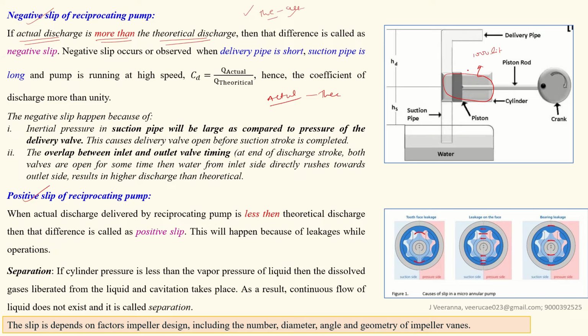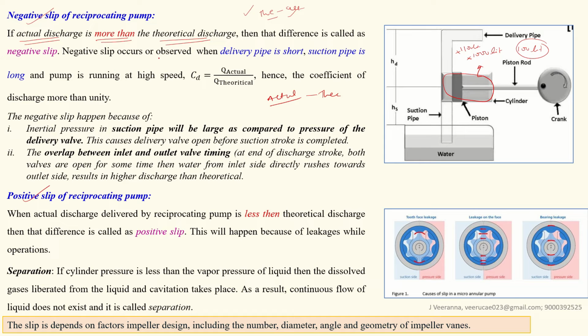Okay, but you are getting the discharge from this cylinder as 1100 liters, meaning you are getting an excess of 100 liters. So here you can say that the actual discharge is higher, but the theoretical discharge is lower. This is called negative slip. When will it happen in this condition?